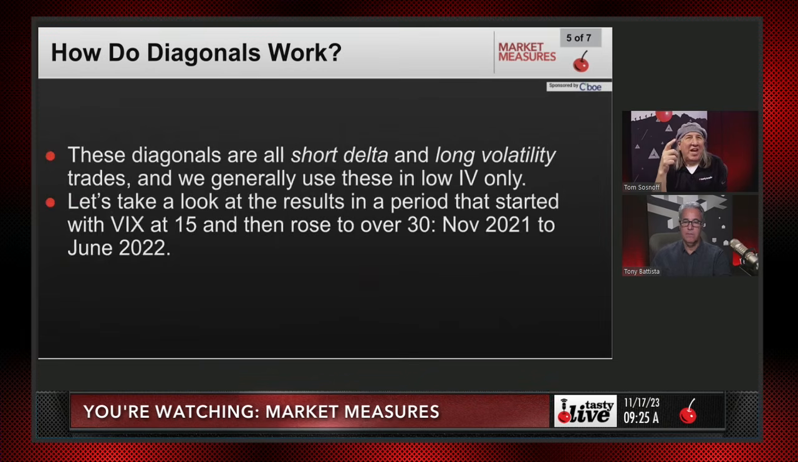So these diagonals are all short delta and long volatility trades. We generally only use these in low volatility. So let's take a look at the results in a period that started with the VIX at 15 and then rose to over 30, which is November of 2021 to June of 2022. Just to look at a case of rising volatility. Next slide.